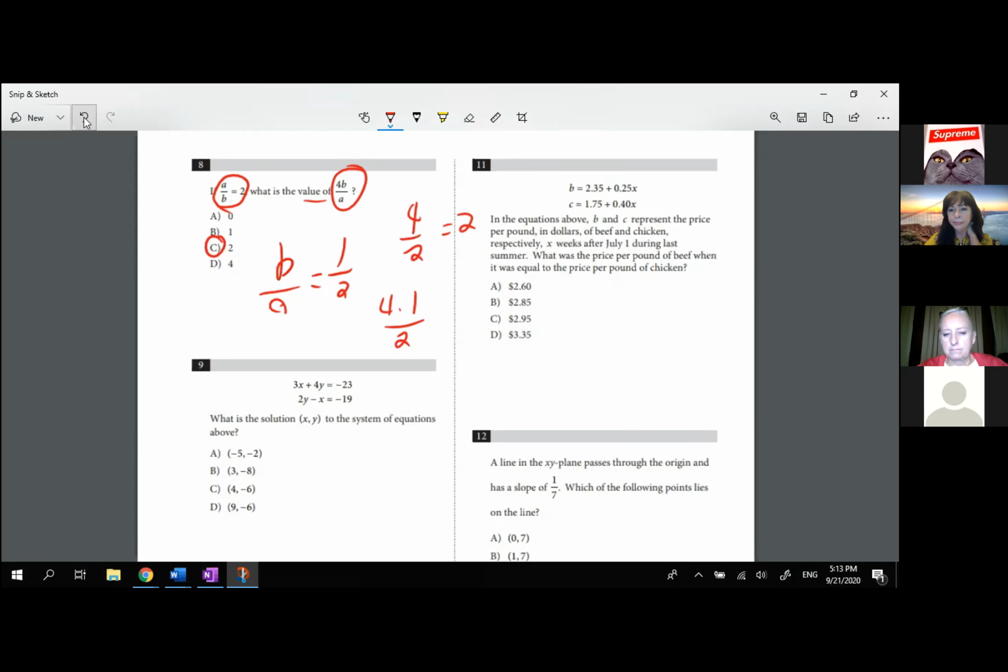Okay, moving on to number 9. We've got the equation 3x plus 4y equals -23 and 2y minus x equals -19. It says, what is the solution x comma y to the system of equations above? So what we're looking for here is to define x and y. And the way that we do that is we want to first define one of these variables.